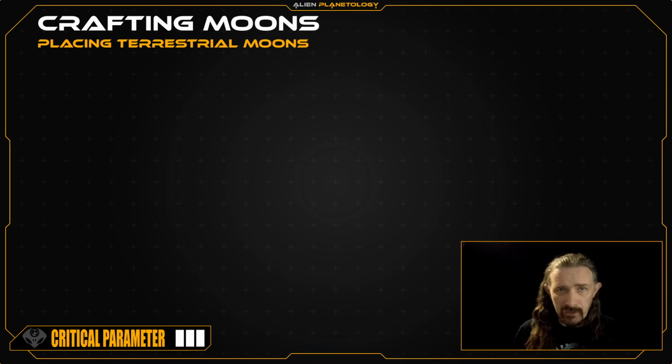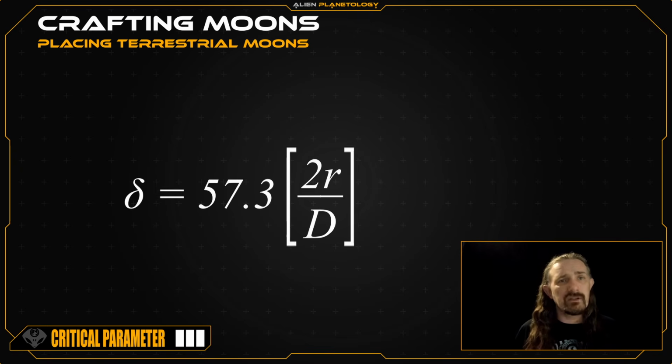If you want to determine your moon's angular diameter at that distance, you can use this equation, which equates its apparent size to 57.3 times twice your moon's radius divided by its semi-major axis, both in meters.